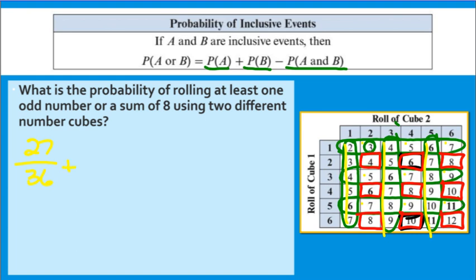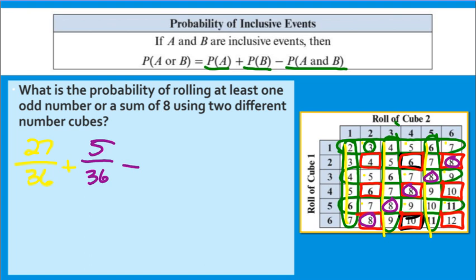Plus the sum of 8. So I'm going to use a different color where I get sums of 8s. So that would be 1, 2, 3, 4, 5. So 5 out of the 36 use an 8. But I need to subtract any of these 8s that are counted in both of them.